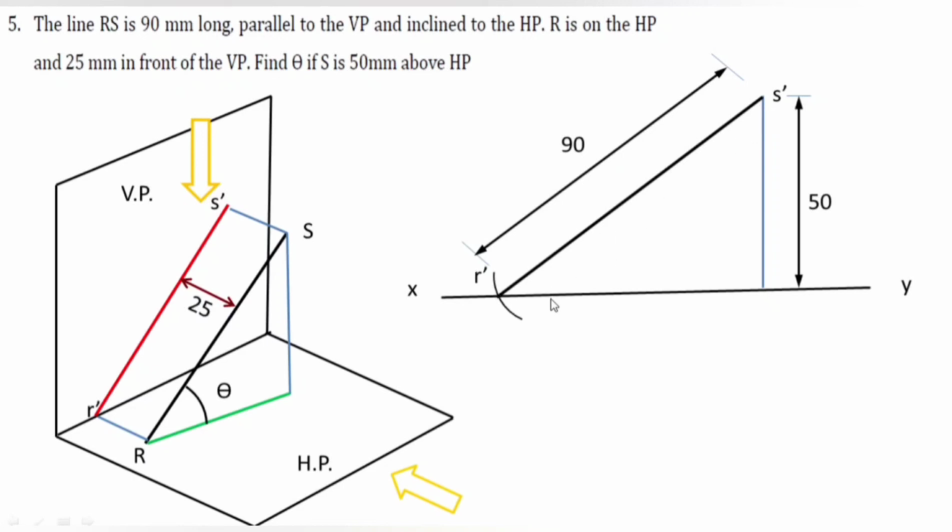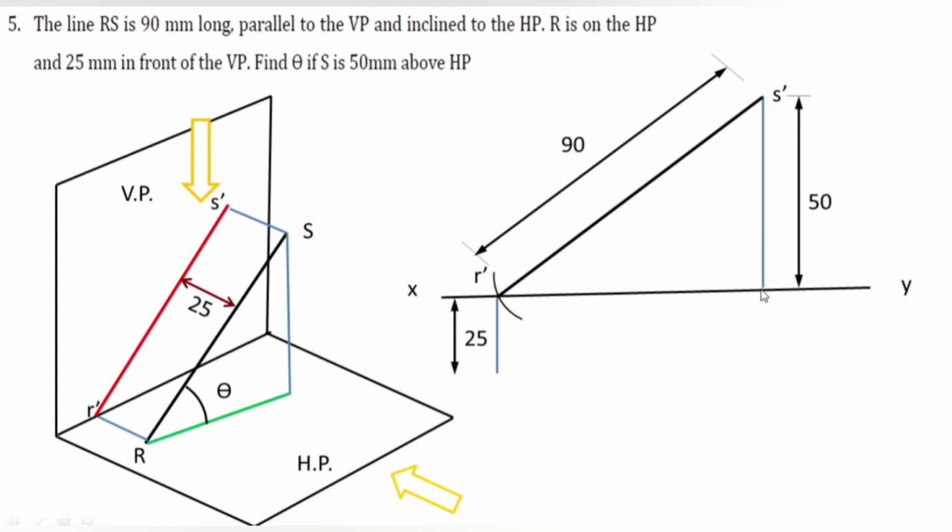Now I can easily measure the angle also, but I need to keep this thing as a dark, but this thing is 25 mm in front of VP, because top view is 25 mm in front of VP, right? So I need to draw perpendicular in this direction. We need to draw two perpendiculars, one in this direction, but how much distance? 25 mm, because after rotating HP 90 degree clockwise, this distance is going downward 25 mm below the XY line, right? So this dimension is 25 mm.